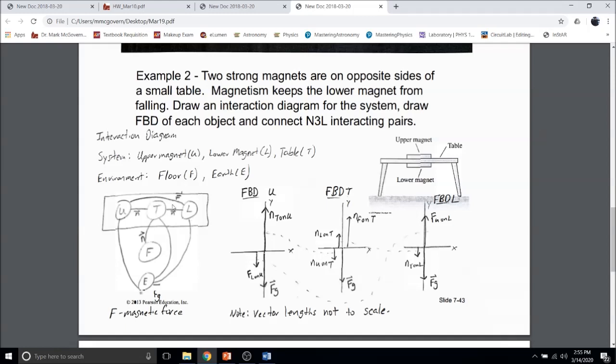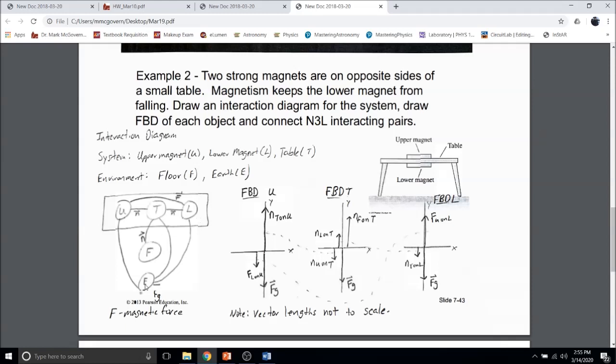The upper and lower magnets are exerting a force on each other. I'm going to label that F. That's called the magnetic force. There are normal forces exerted between the upper magnet and the table, and the table and the lower magnet. So that takes care of the interactions that are going to take place with the things in our system. And now we've got to look at the environment.